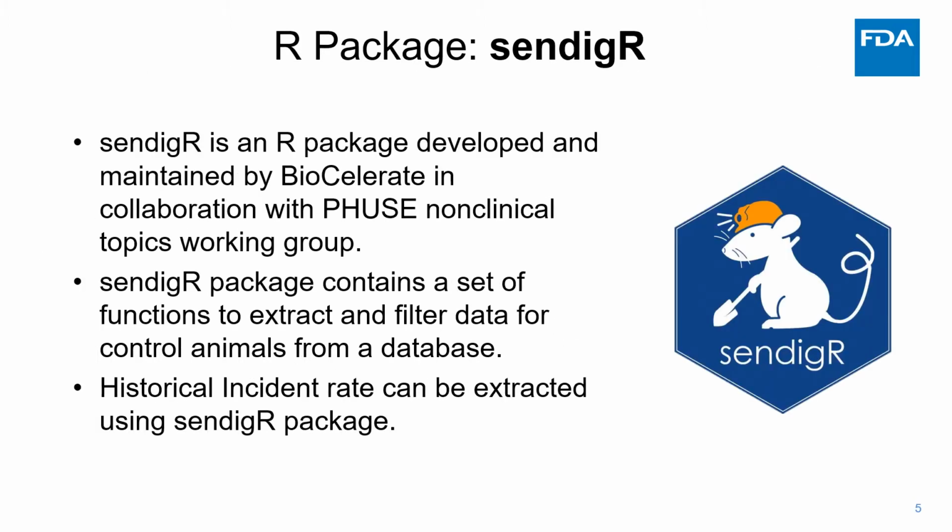There is an R package called SendigR. The package is developed and maintained by BayesianTox in collaboration with the FUSE Non-Clinical Topics Working Group. The Sendigr package contains a set of functions to extract and filter data for control animals from a database, and historical incidence rate can be extracted using the package. The good news is the package also includes a Shiny app, which can be used to get the incidence rate or historical control information.